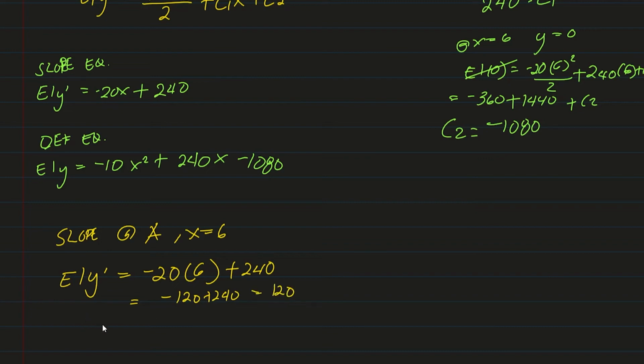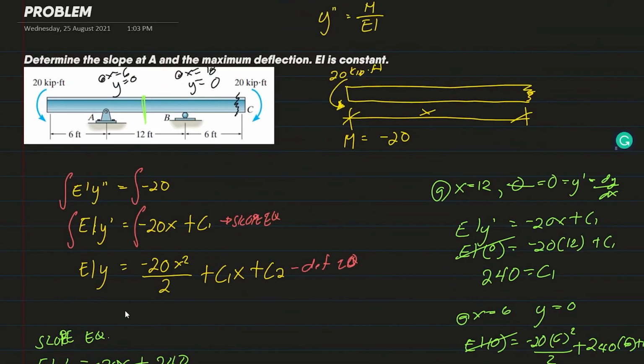Itong E ay ilagay na lang natin sa baba. Transpose natin sa kabilang side ng equation. So, pupunta siya sa denominator, right? So, that's 120 over EI. Okay, so, that is the slope, guys, no? Ito yung magiging slope niya at A.